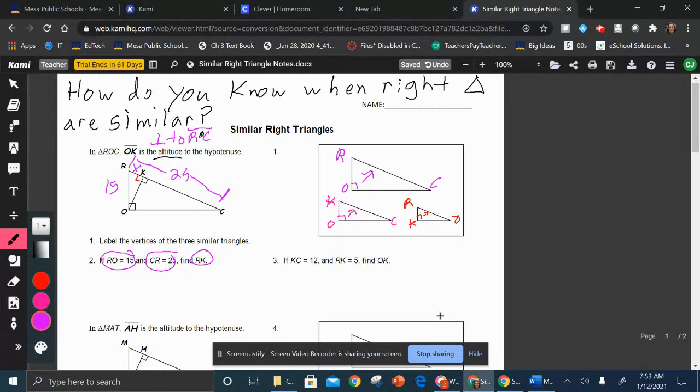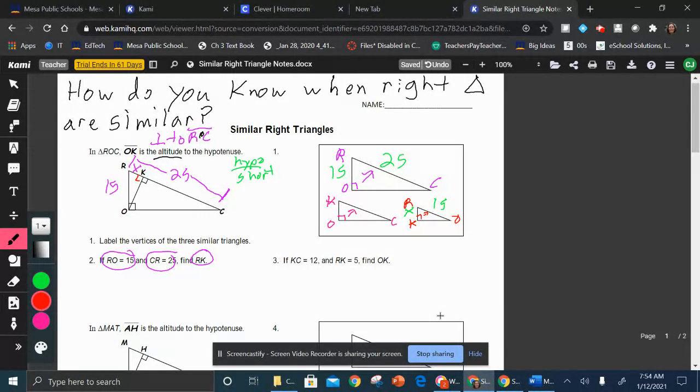That means I'm going to be using the small right triangle and the large right triangle. So we're going to put those over here. RC, we said, was 25. RO is 15. RK is our x. RO is 15. Everybody can set this up a couple of different ways. We can do hypotenuse over short, and we're going to do that for both of them.